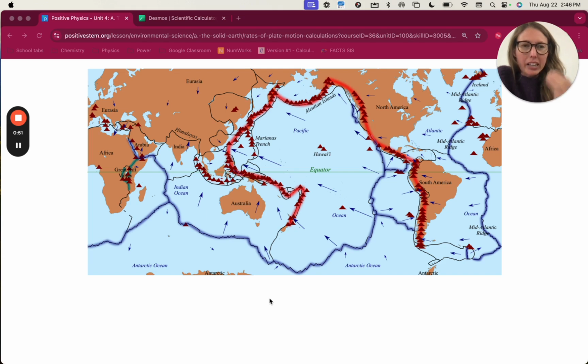This is the same range as how fast your fingernails grow. So it's something that you can't see happening, but you can definitely notice a change over time.